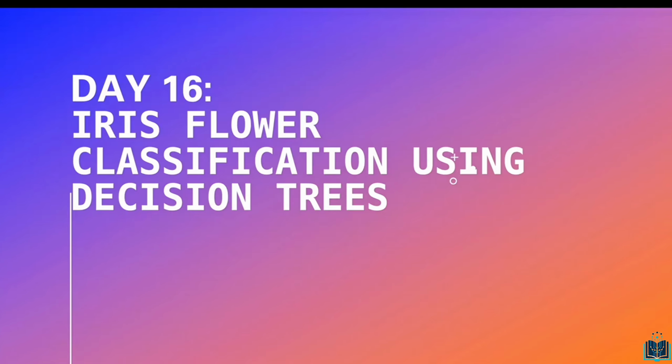Day 16, Iris flower classification using decision trees. Let's build a project to classify the iris flower dataset using decision trees. The iris dataset is a well-known dataset in machine learning containing data about the sepal and petal lengths and widths of three types of iris flowers: setosa, versicolor, and virginica. We'll train a decision tree classifier to predict the species of the iris flower based on these measurements.